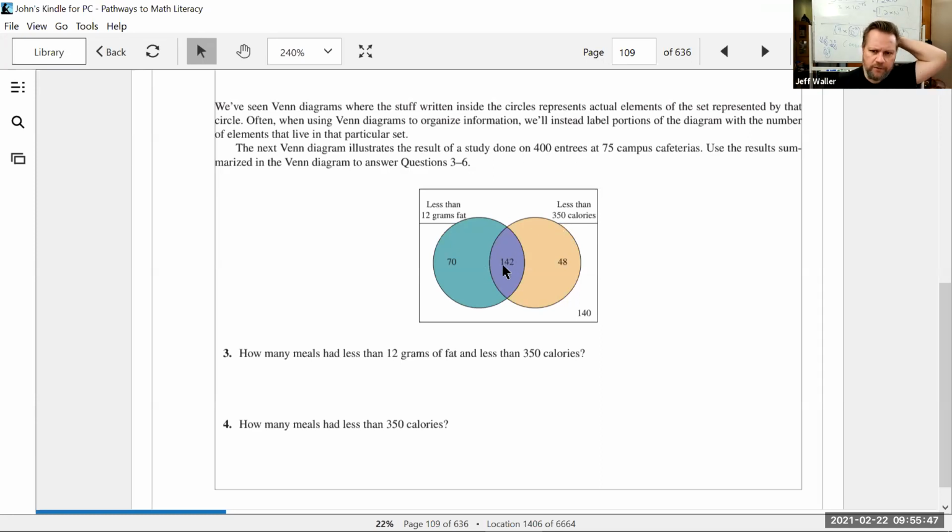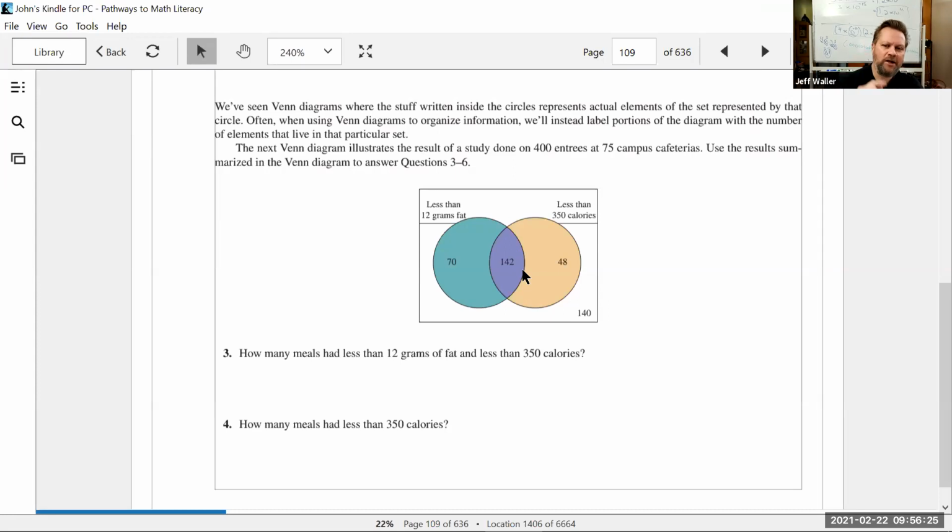So what does that 142 mean? In the middle. But can somebody tell me anything about these 142 foods? What's true about them? That they're less than 12 grams of fat and less than 350 calories. And I love it. They're in both circles. So they match this and they match this. Right? So they probably have very little taste. I'm joking. Maybe not. Maybe they taste okay.